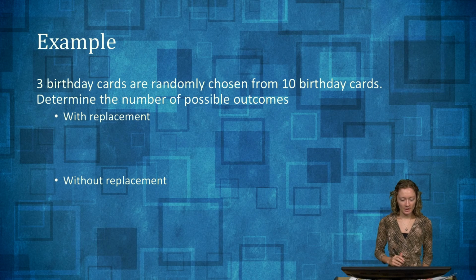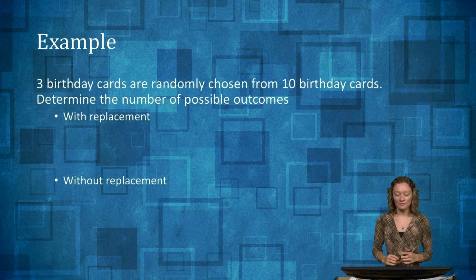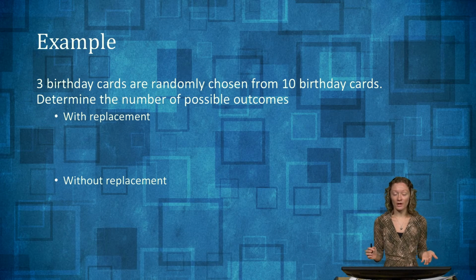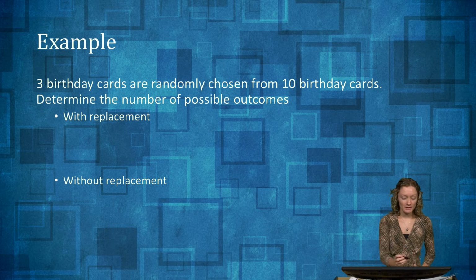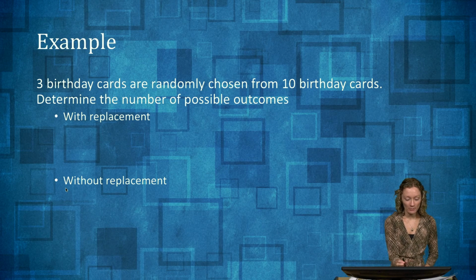All right, a couple more examples. Let's say there are 3 birthday cards randomly chosen from 10 birthday cards. So you're going to the store. There's 10 to choose from. You have to get 3 for your friends that all have birthdays at the same time. And you're going to look for the number of possible outcomes. And we're going to distinguish with and without replacement.